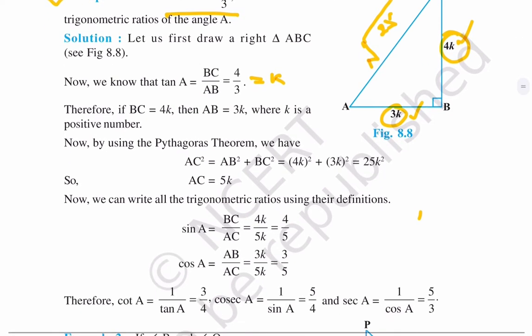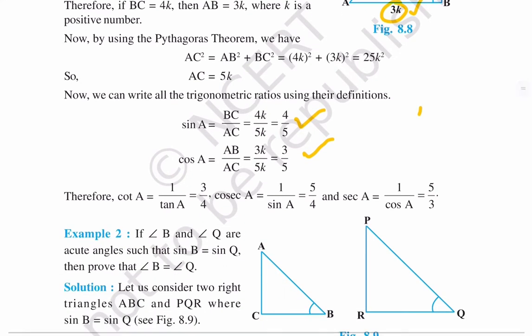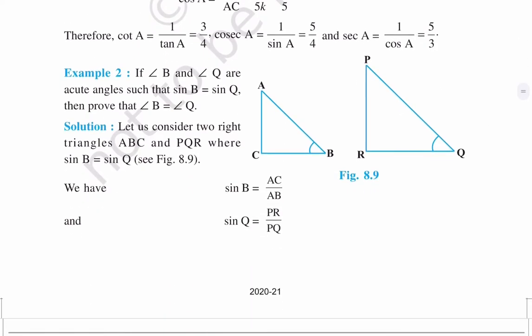So accordingly you can find the sine A, cosine A, cot A, cosec A and so on. Now example 2: if the angles B and Q are acute angles such that sin B and sin Q are equal, then prove that the angles are also equal. So for that we will define sin B and sin Q.